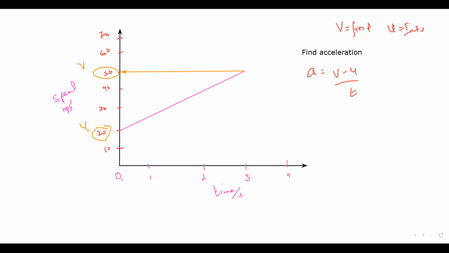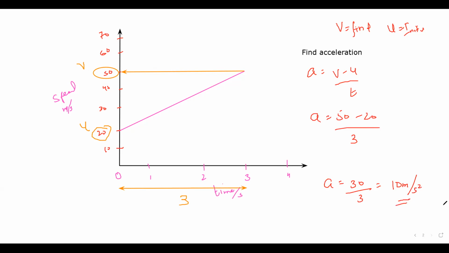And what about the time interval? How much time did it take to change the speed? From 0 seconds to 3 seconds, so the time interval is equal to 3. When we calculate the acceleration, which is the change in the velocity divided by time, it will be 50 minus 20 divided by the time interval, 3. So 50 minus 20 is 30, and 30 divided by 3 is equal to 10 meters per second squared. Is it clear now? The concept of how we can work out acceleration from a speed time graph.